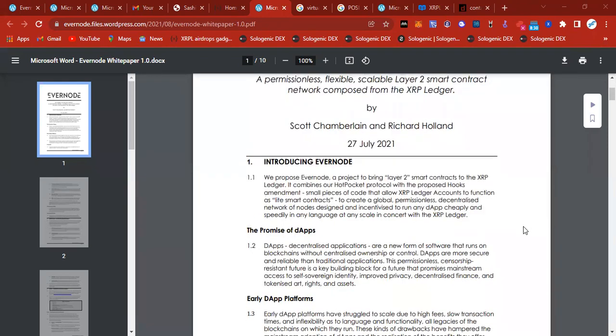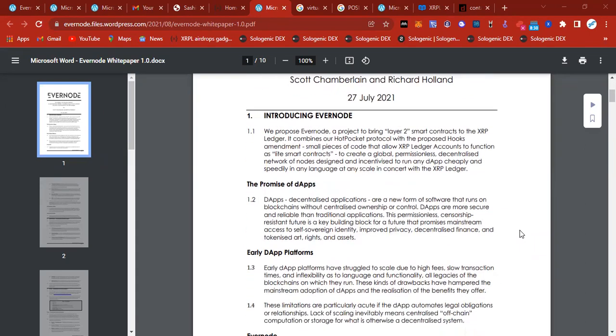Evernode is a layer 2 solution for the XRP ledger. It combines the Hot Pocket protocol, which is made by Evernode, with the proposed Hooks Amendment. Now, the Hooks Amendment are small pieces of code that allow the ledger to function as light smart contracts. Light smart contracts are just simple, small tools that do small functions on the blockchain.